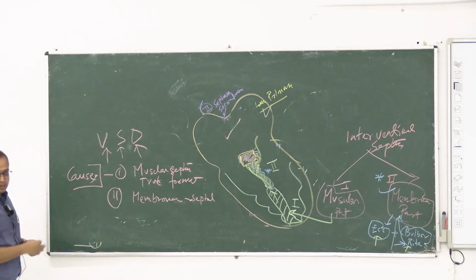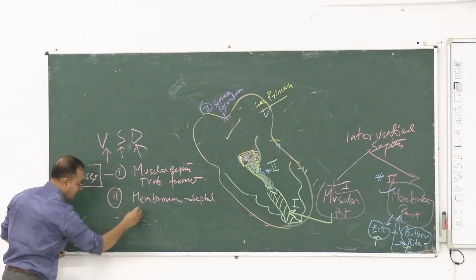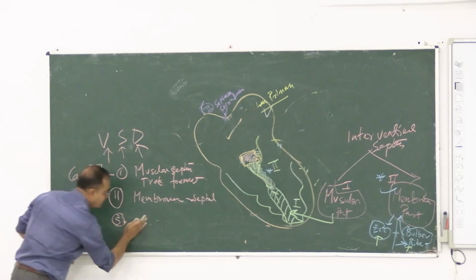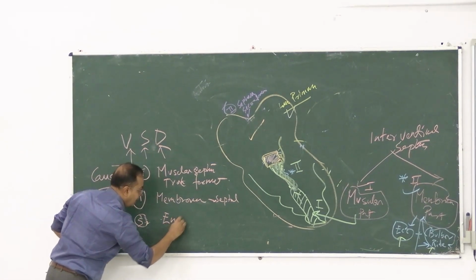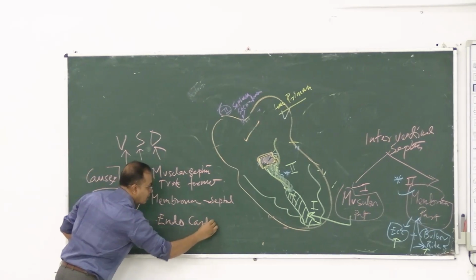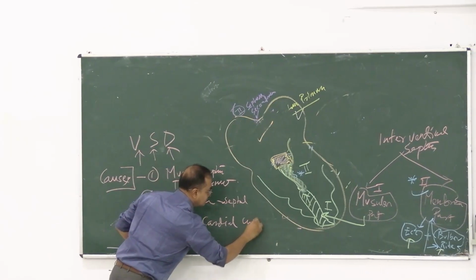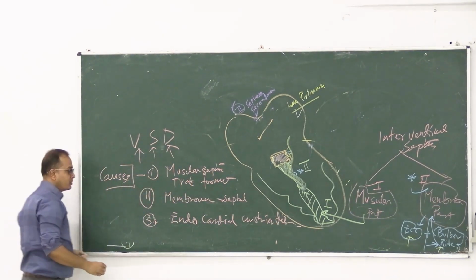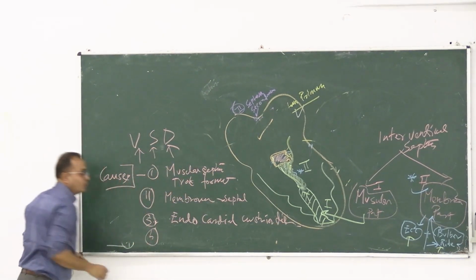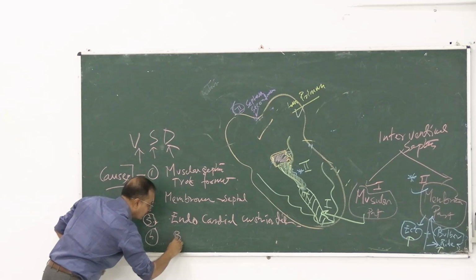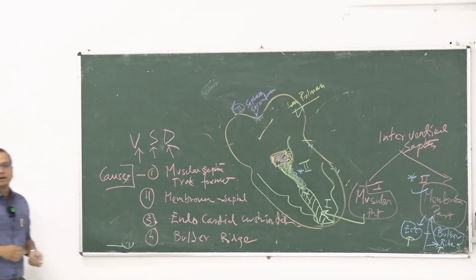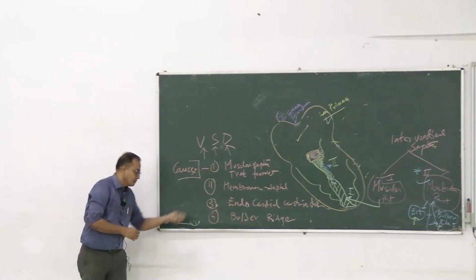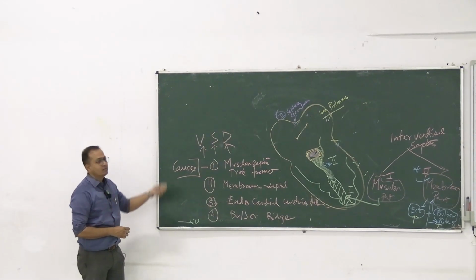The membranous septa develops from the part which we call the endocardial cushion. So, we may have an endocardial cushion defect. Fourth, it could be the bulbar ridge. That bulbar ridge may not have contributed to the formation of the membranous part. So, these may be the causes of VSD.